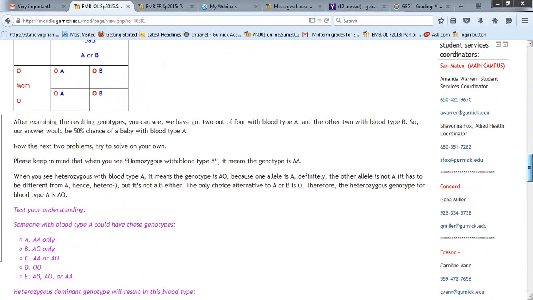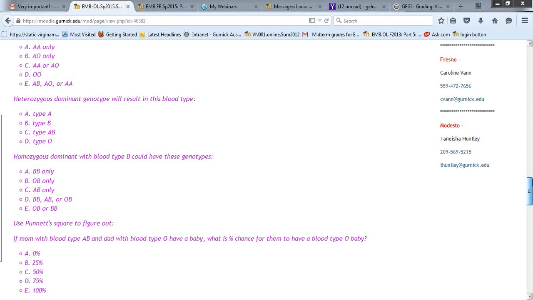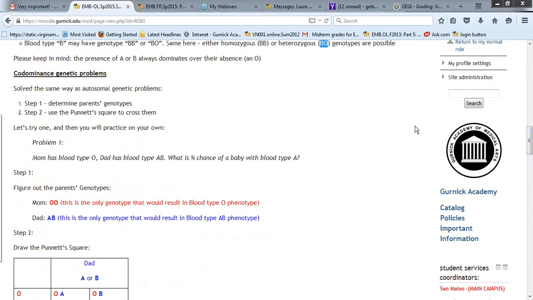Okay. Let's take a look at another one. For example, if we say that someone is heterozygous codominant, what would it be? Heterozygous means two alleles different from each other, and codominant, together dominant. So that would be A and B. That's the genotype of a heterozygous codominant person.